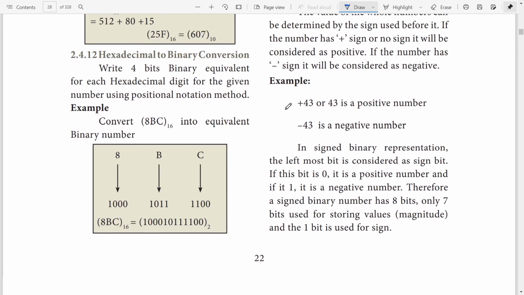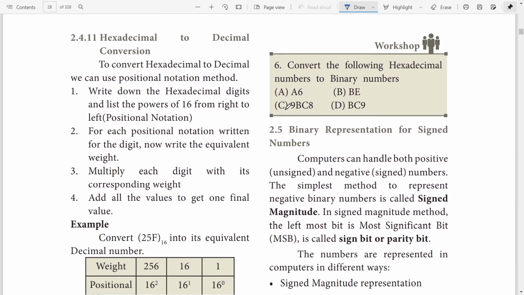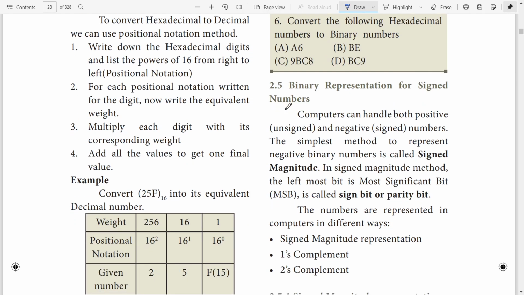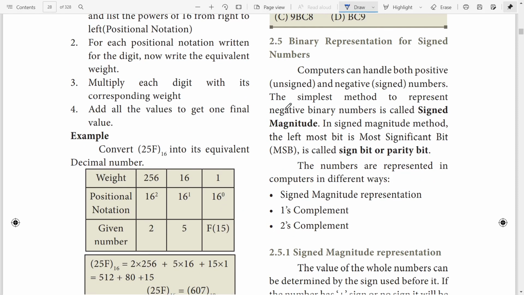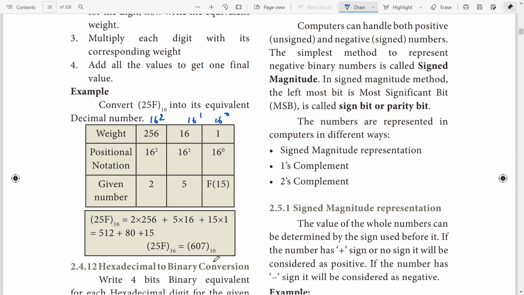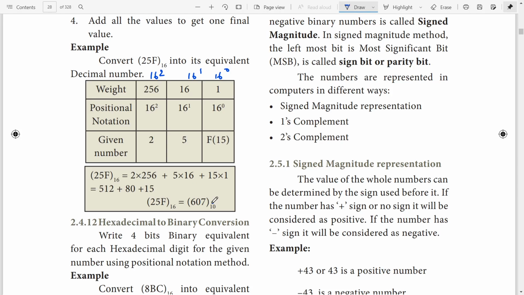Next, hexadecimal to decimal. Again positional value, and you have to multiply it with its corresponding value which is given. So listen. Convert 25F, value of 16 power 0, 16 power 1, 16 square. Multiply 2 with 256, which is 512, I suppose. 5 by 16, 80. 512 plus 80 plus 15, which is its equivalent 607 decimal value.